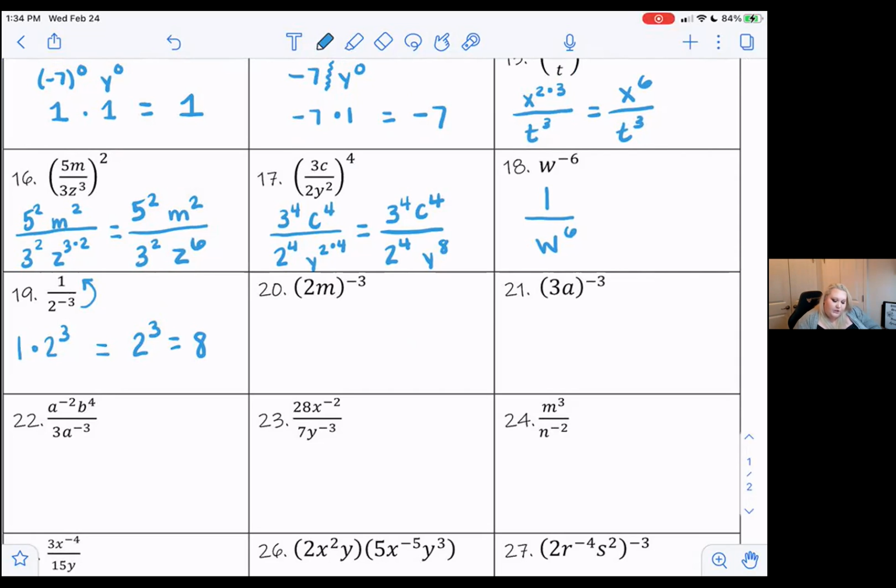All right, so for number 20, we've got a negative exponent. I like to take care of the negative exponent first. So what I like to do is do 1 over 2m to the third power. Now that I've taken care of that negative, because I hate seeing those extra negatives, now I can go ahead and simplify. So now I've got 1 to the second raised to the third power, m raised to the third power. I can't simplify, so there's my final solution.